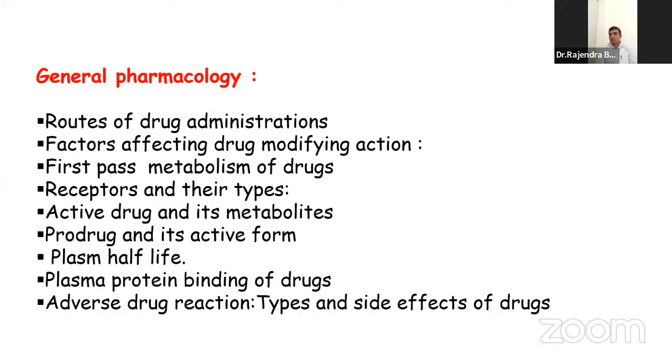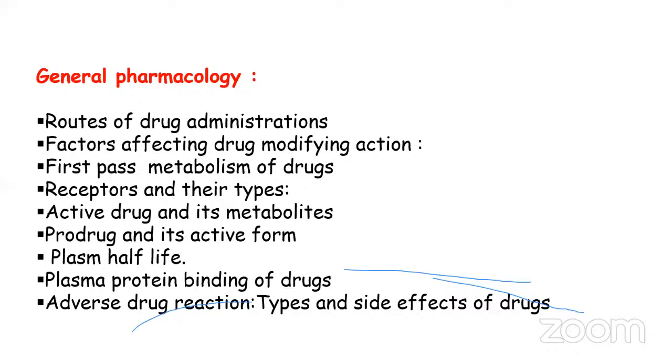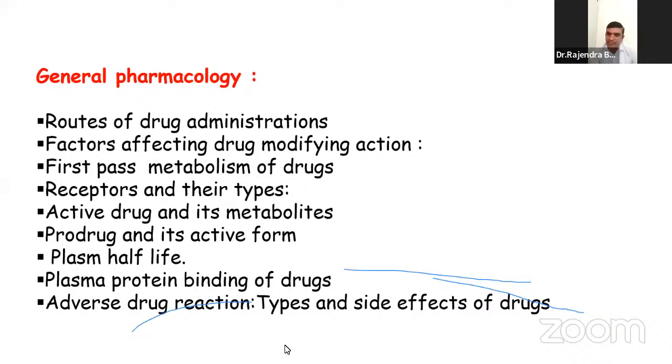Let us start from the first route, the sublingual route. As you know, there are many routes of drug administration. Which drugs are administered sublingually? Isoprenaline, nitroglycerin, and buprenorphine. These are the drugs administered sublingually. Here we will take one question: which drug is administered sublingually in the treatment of angina pectoris?